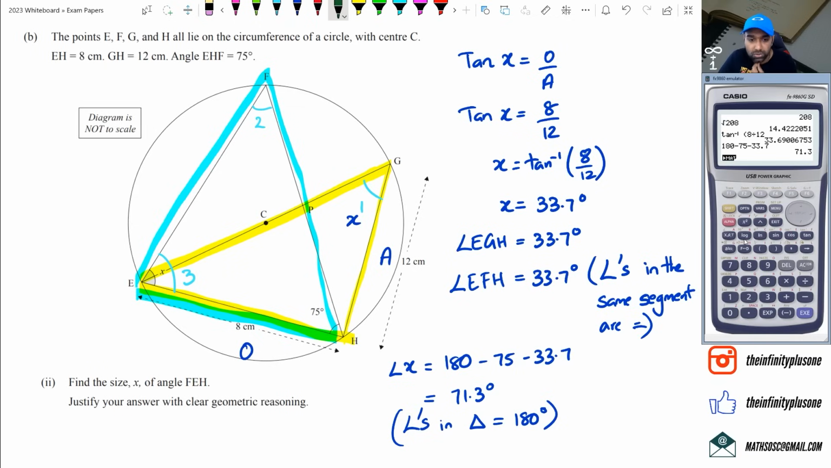So once again, grades wise, we're looking at 71.3 as a merit. And finding out that 33.7 is going to get you an achieved. You could have found other angles as well, but yeah, that's pretty much it for this question.